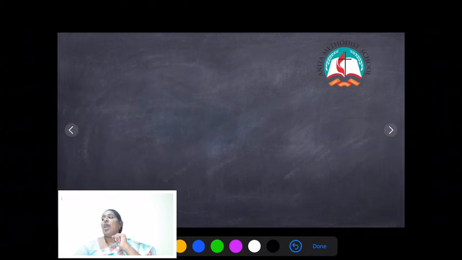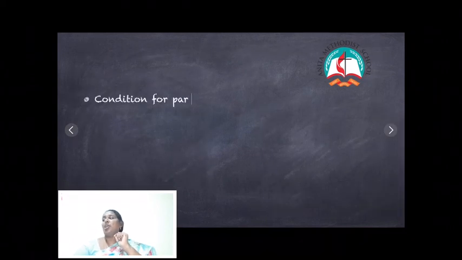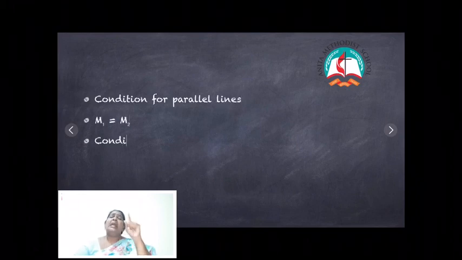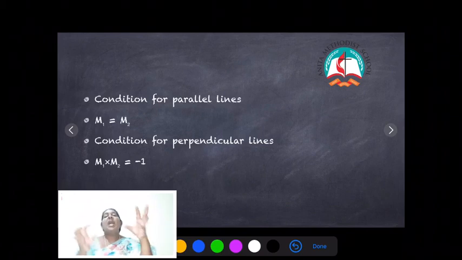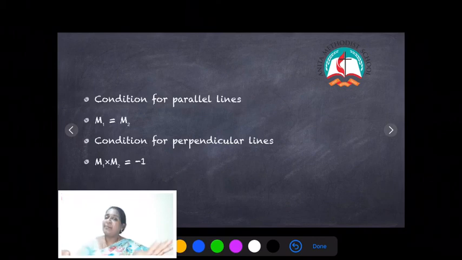Now you know how to find out the condition of a parallel line. Can anyone say what is the condition of a parallel line, children? M1 is equal to M2. So after finding the slopes, when the slopes are equal, then we say that it is parallel.